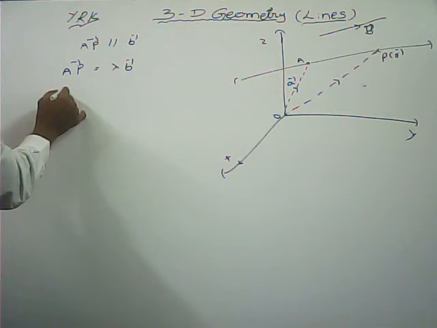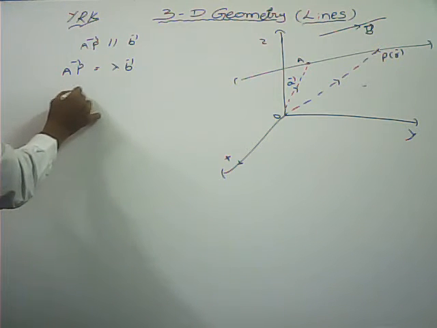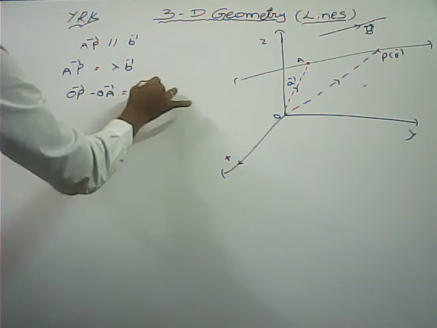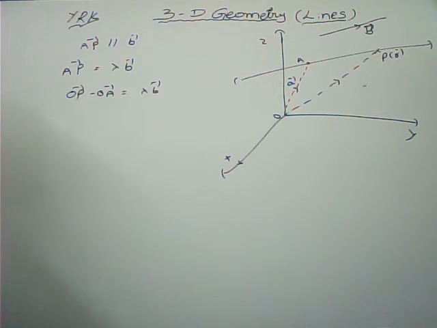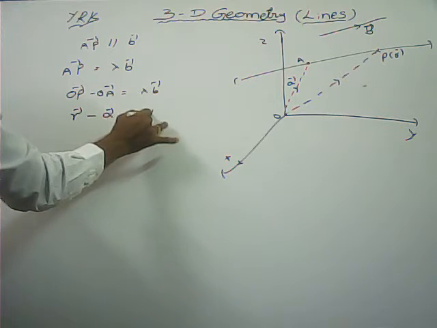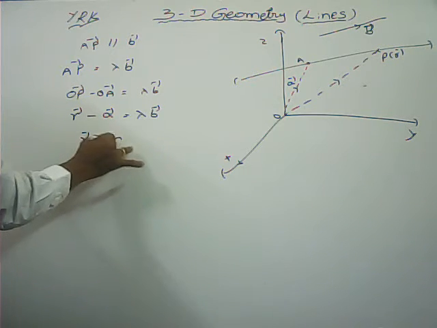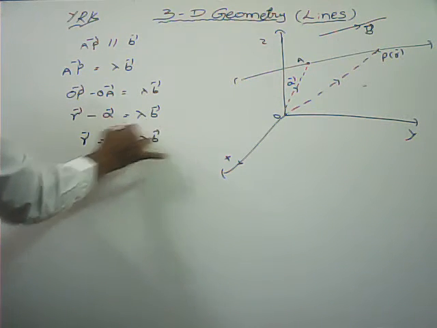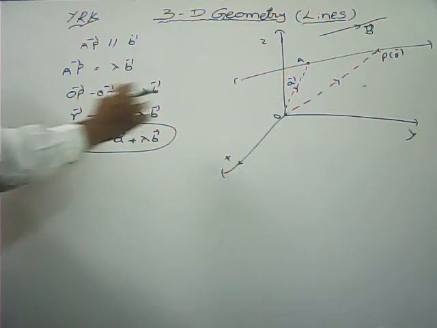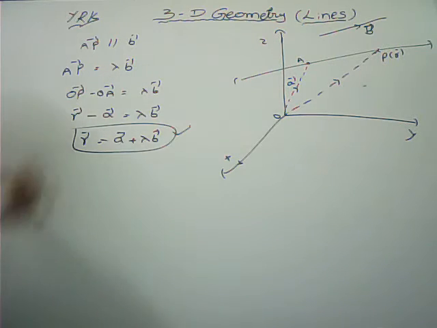Now AP bar in terms of position vectors, how to write this one? OP bar minus OA bar is equal to lambda B bar. OP bar, the position vector of the point P with respect to origin, is R bar, so R bar minus A bar is equal to lambda B bar, or R bar is equal to A bar plus lambda B bar. This is the vector form of the equation of the line passing through the given point and parallel to the given vector.